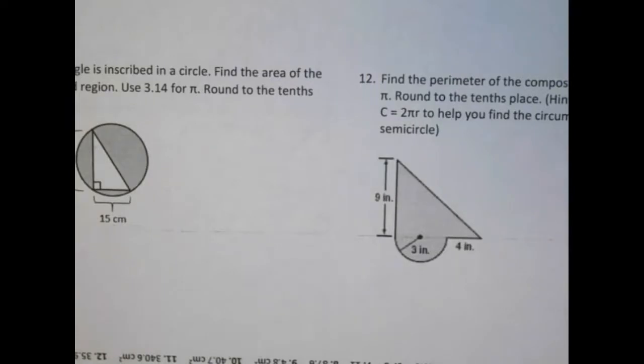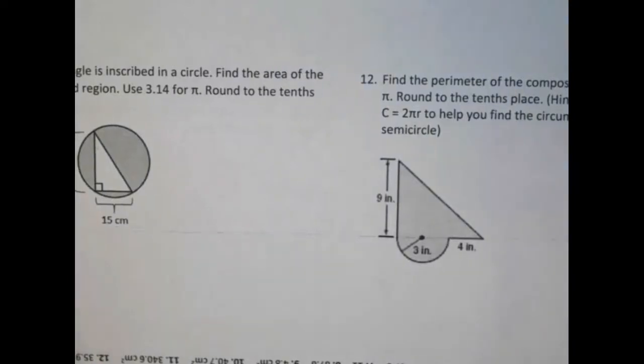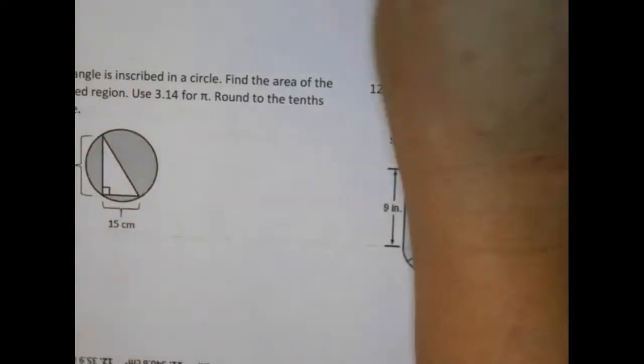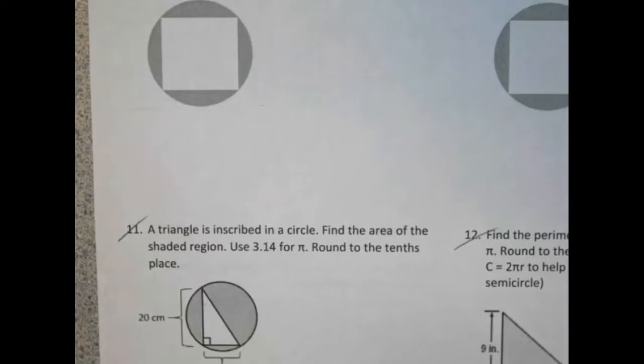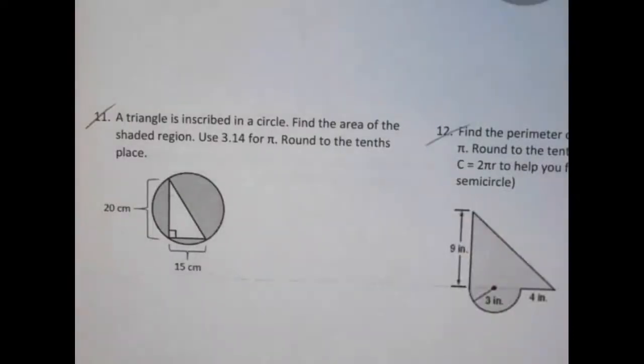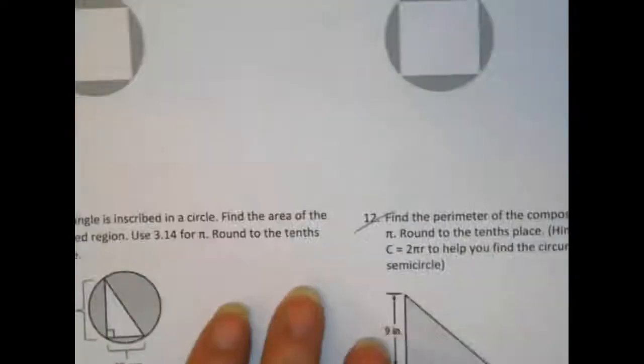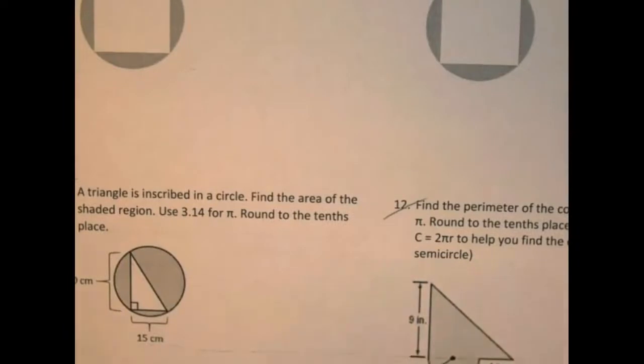I am going to have you guys cross off 9 through 12, because we haven't done circles or pi yet. So we've done 2. There's a total of 8. You have 6 problems left to do. Got it?